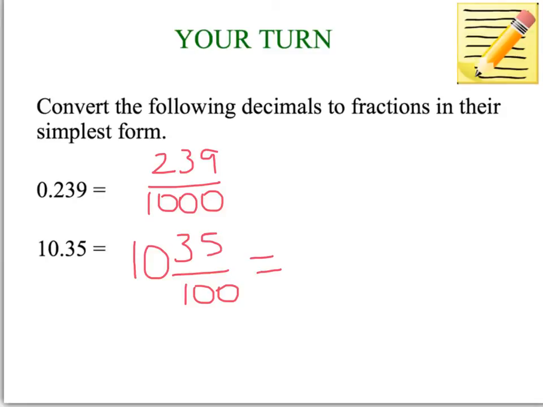Alright, so 5 7s are 35 and 5 20s are 100. So 10 and 7/20 is in its simplest form.